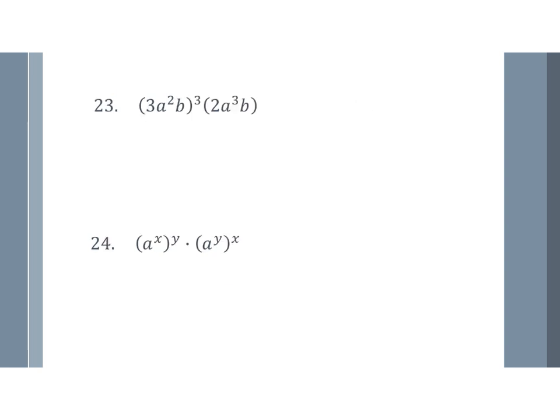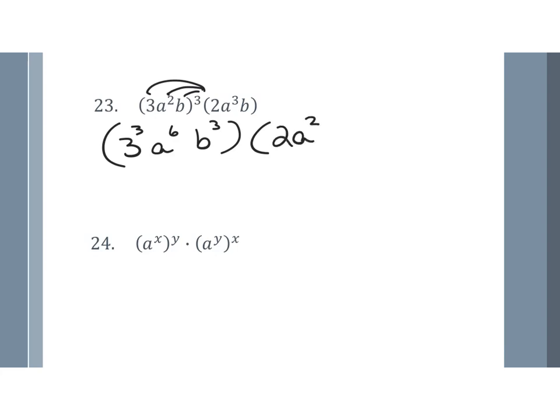23. Again, multiply your coefficients. Oh, wait, time out. We need to evaluate the power first. So I need to take care of this exponent of 3. Needs to go to all of the pieces first. I need to follow PEMDAS. So a squared to the 3rd power is a to the 6th, and then b to the 3rd. I'm going to figure out what 3 to the 3rd is. It's 27.